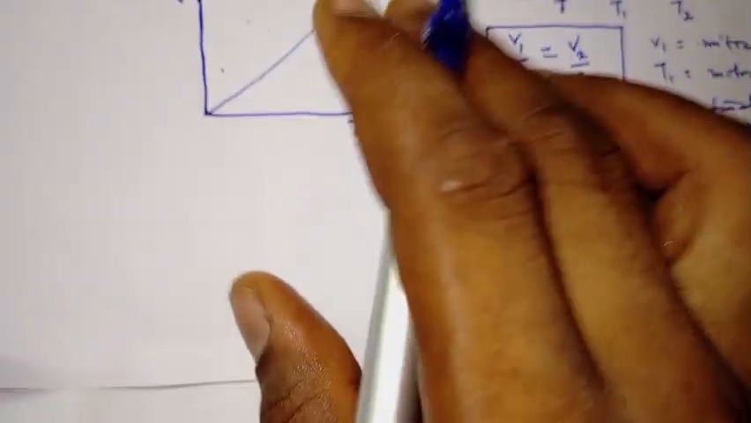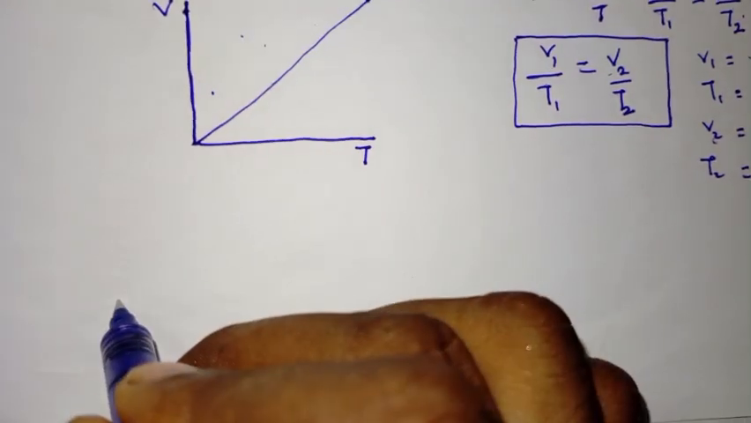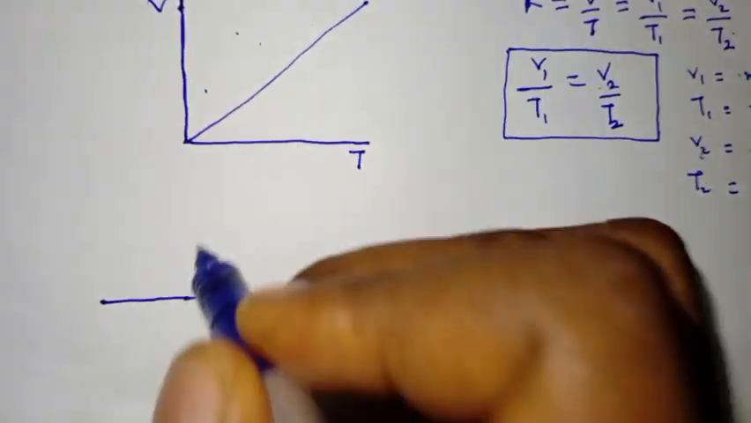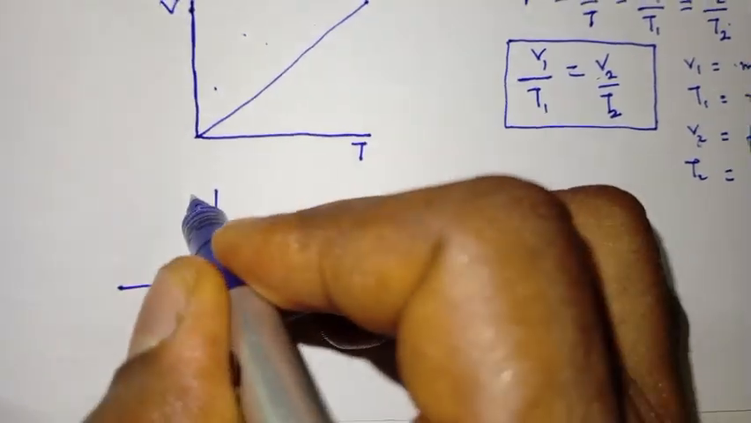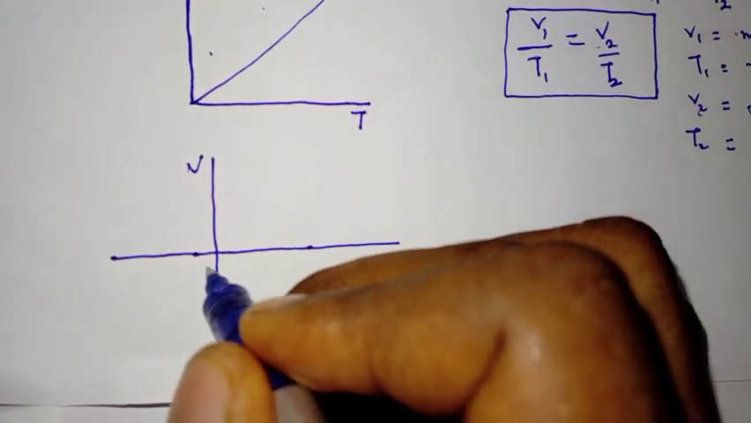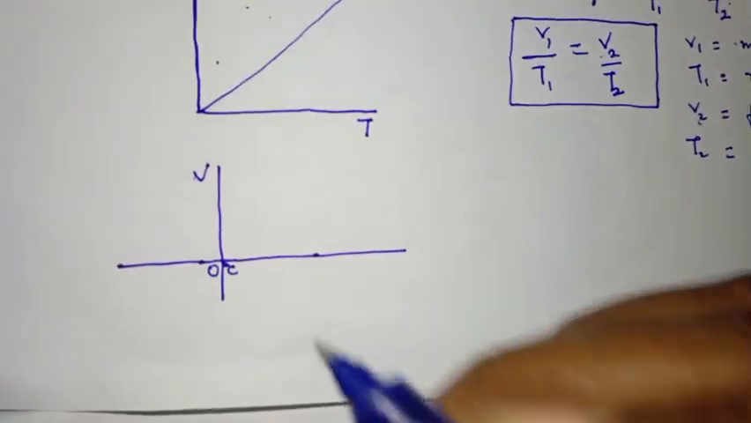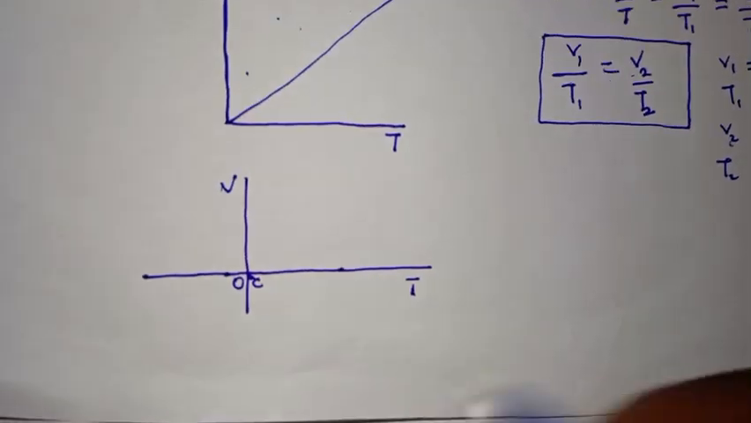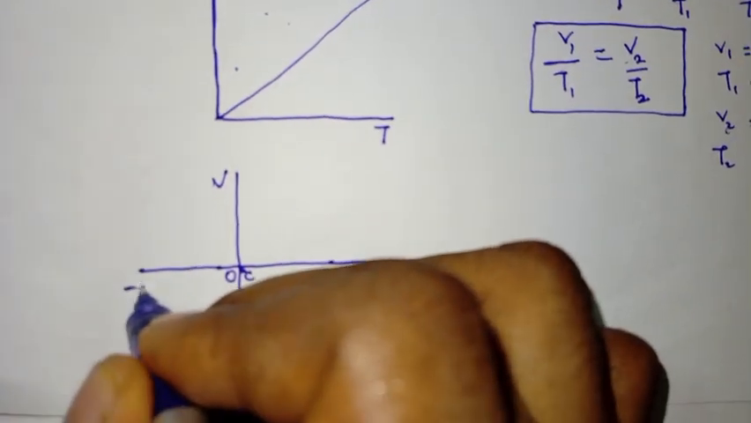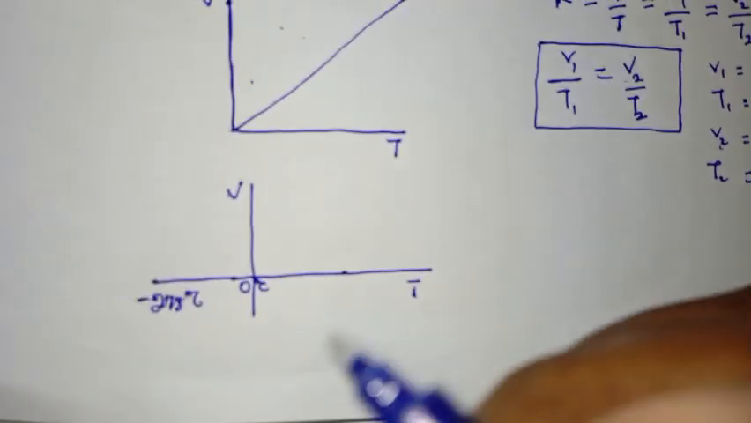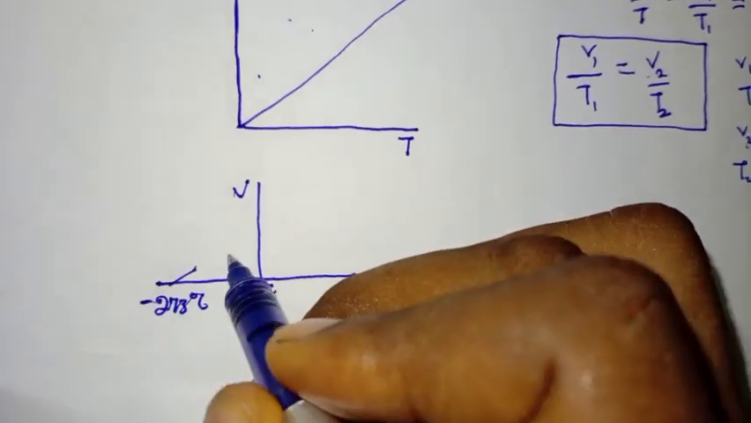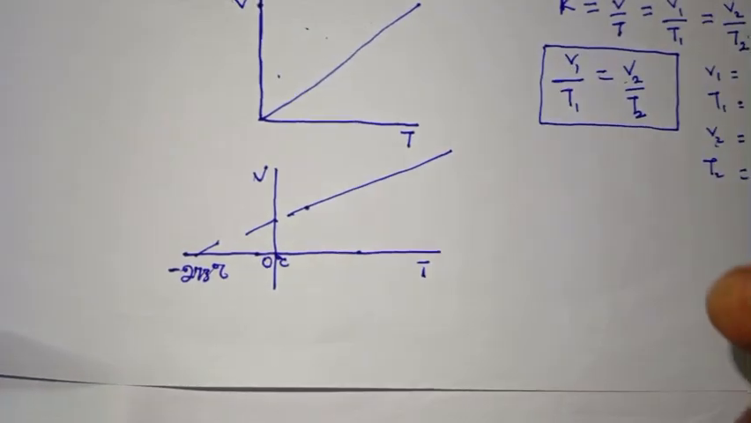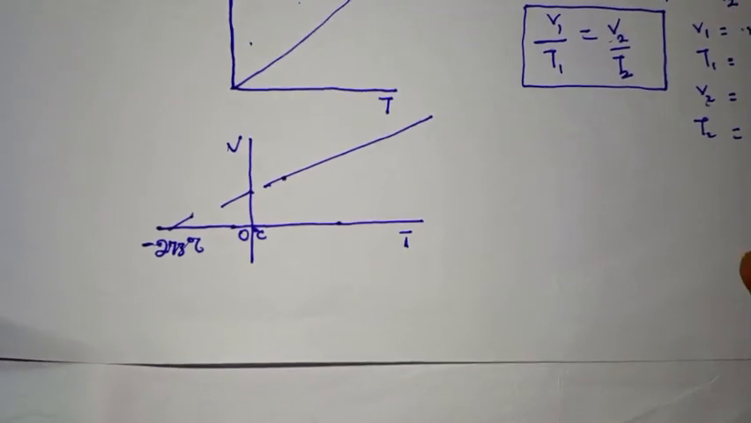Or you can present it in this way. Pay attention to this. It can be in this way, where you have your V here. We have the origin, which is 0 degrees Celsius. Then we have T, and we have minus 273 degrees Celsius. Then the graph can go this way. So these are typical ways of representing Charles' law.